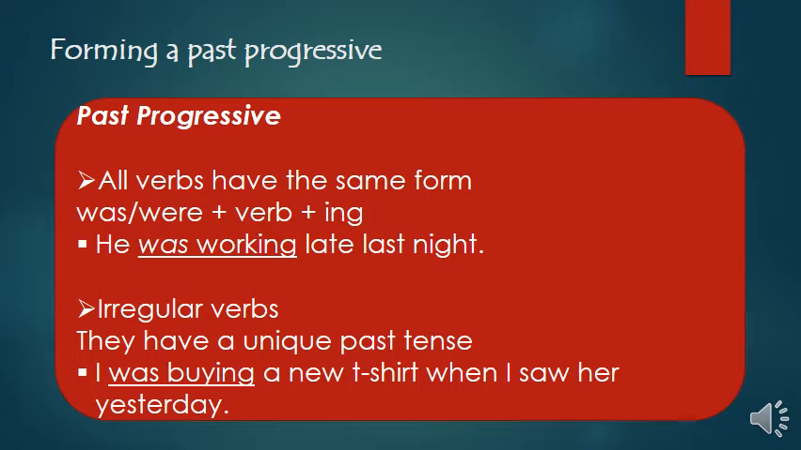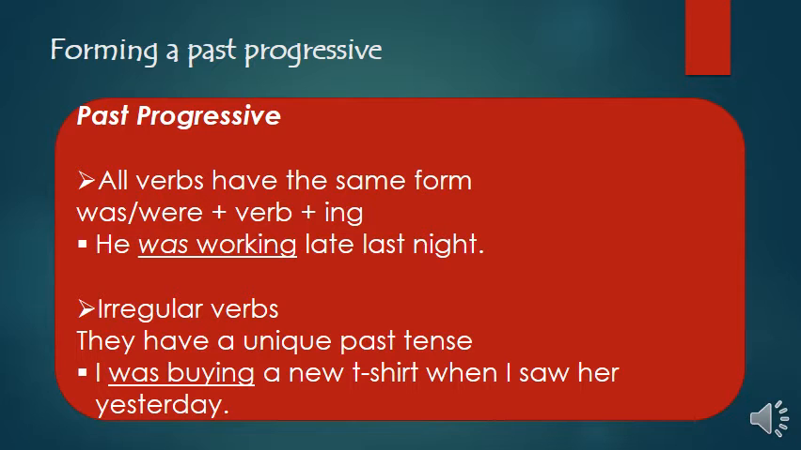First of all, let's talk about the form of the past progressive tense. In the past progressive tense, there's something different than the simple tenses, which is that there is no need to look at the verb, if it's a regular or an irregular verb. There is no need to tell if the verb is regular or irregular, because it has the same form with both kinds of verbs. So the form of the past progressive is was, or were, plus the verb plus ing.